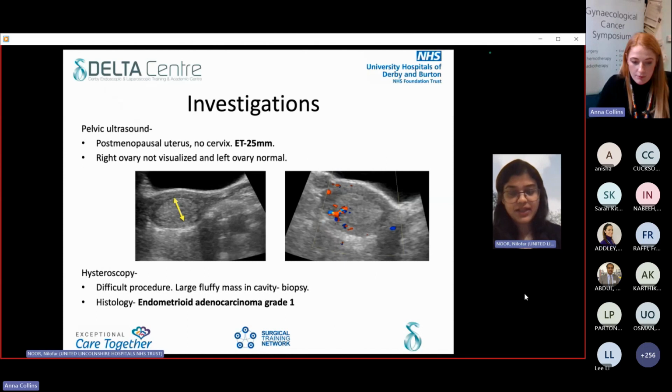Pelvic ultrasound showed a thickened endometrium measuring 25 millimeter, and there was no cervix. Hysteroscopy was technically difficult, and it showed a large fluffy mass in the cavity, and biopsy confirmed endometrioid adenocarcinoma grade 1.